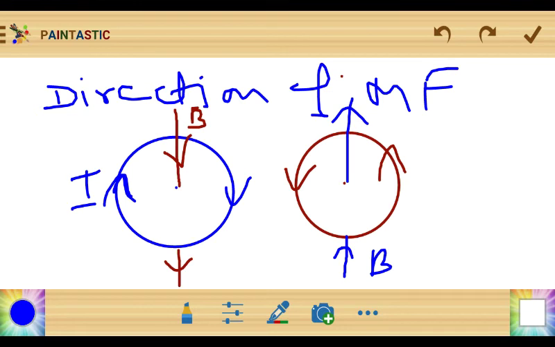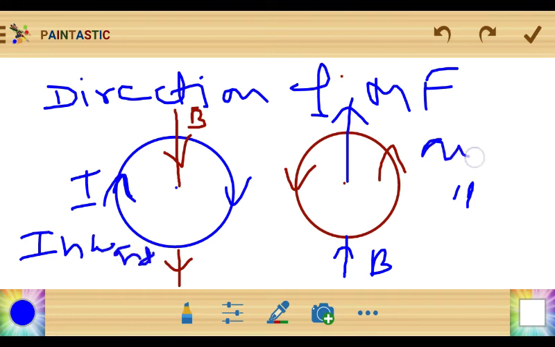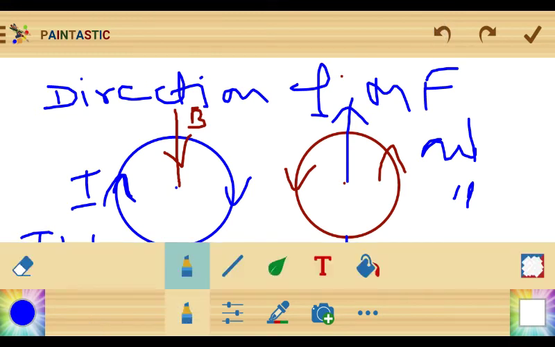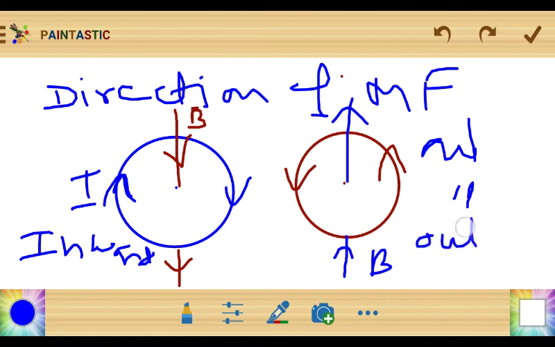The magnetic field lines enter in the inward direction, and if the direction of current is anti-clockwise, then the magnetic field direction is outward. This is inward, this is outward. By this you can remember. Okay, outward.